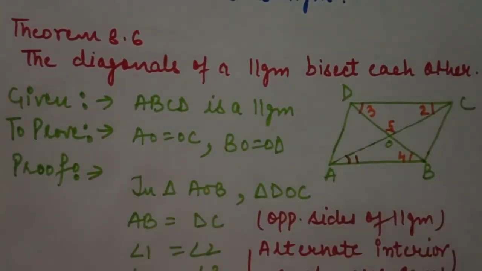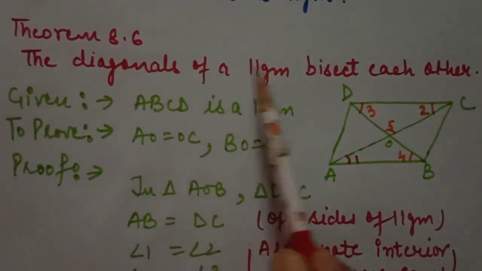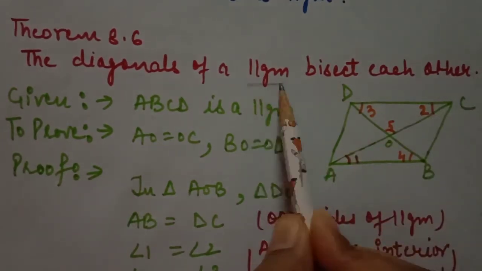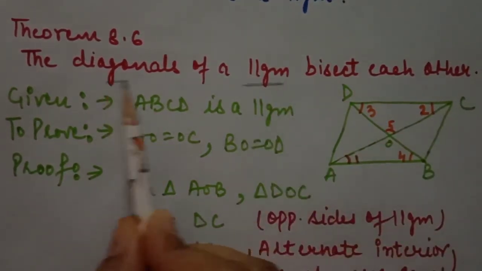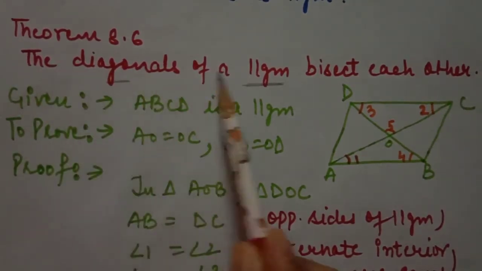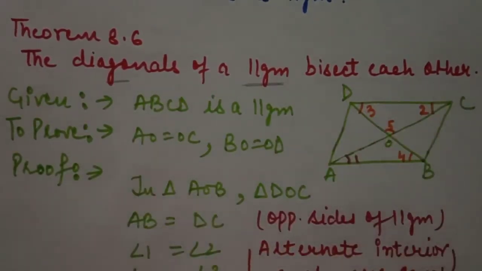Students, remember one thing, this is a very important theorem. The diagonals of a parallelogram bisect each other. It means we have a parallelogram and its diagonals. We have only these two things. We have to prove that the diagonals of a parallelogram bisect each other.